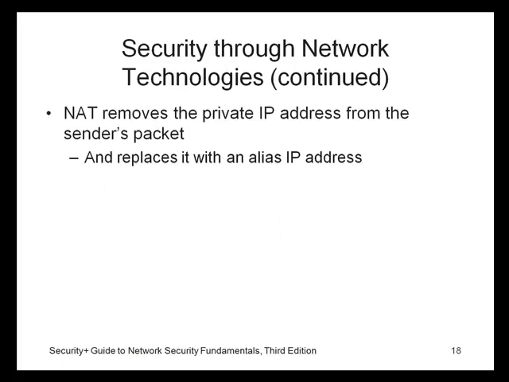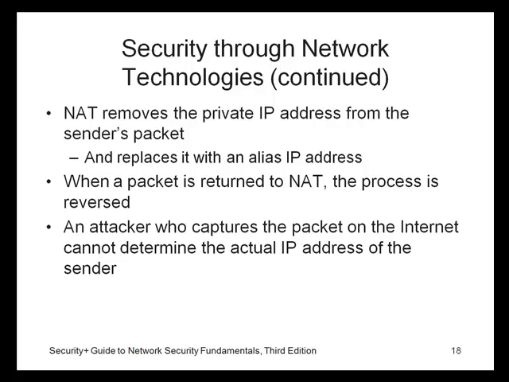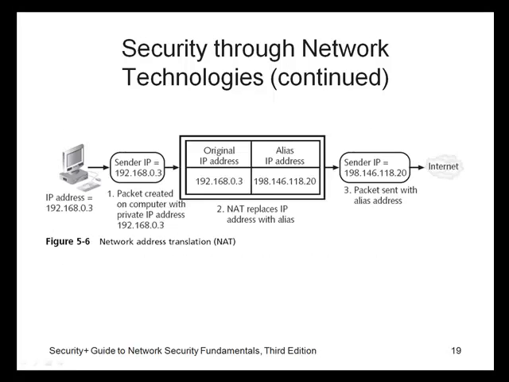Privates are non-routable. We've been through that before. NAT removes a private IP address from the sender's packet and replaces it with an alias address. It is returned to NAT. The process is reversed. Whoever captures the packet from the internet cannot determine the actual IP address of the sender because that has been replaced. The original IP address, 192.168.0.3 here, is replaced with 192.168.146.118.20 in the source IP address of the IP header.